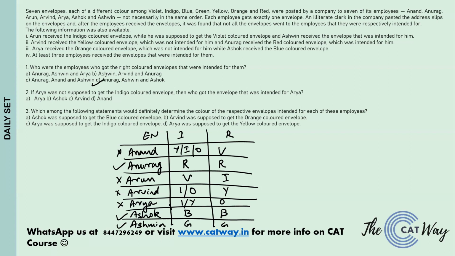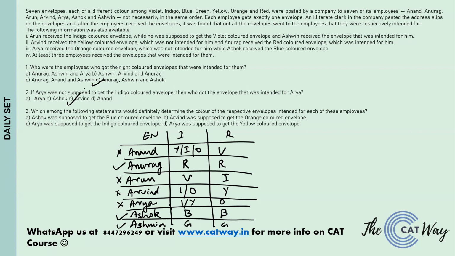The second question says that if Arya was not supposed to get indigo, that means she got yellow. Then who got the envelope intended for Arya? It will be Arvind, because Arvind received the yellow colored envelope. So option number C will be the correct answer. Now moving ahead to the third question.